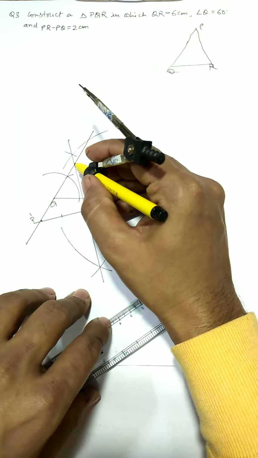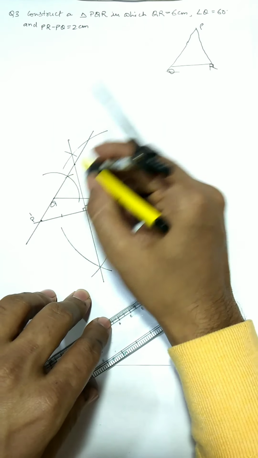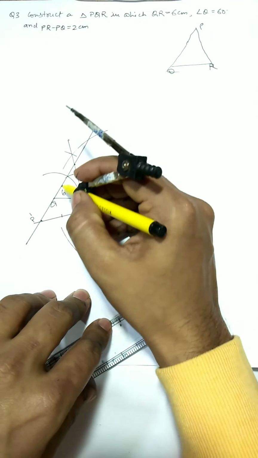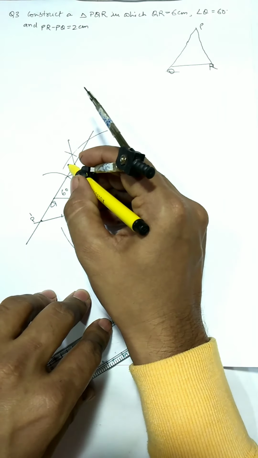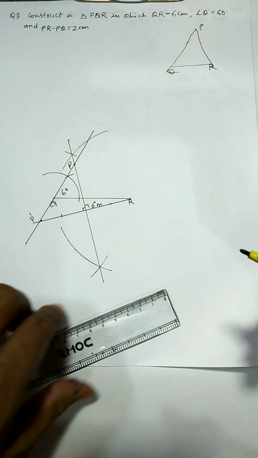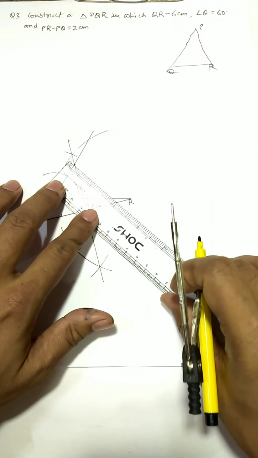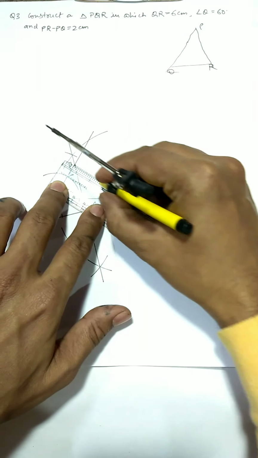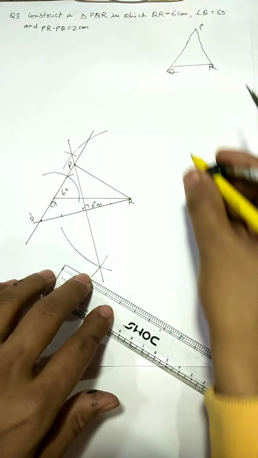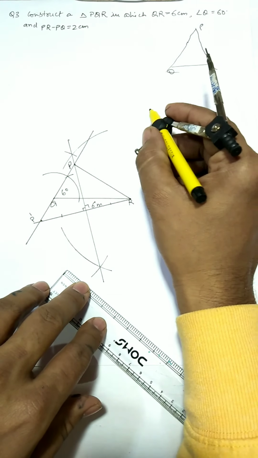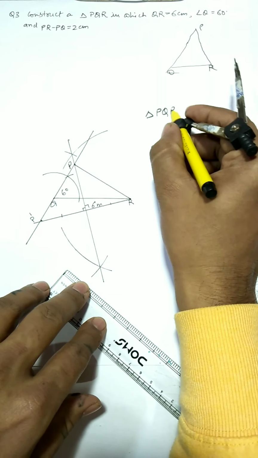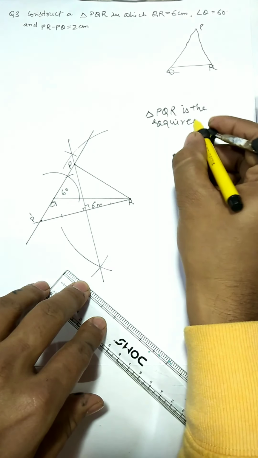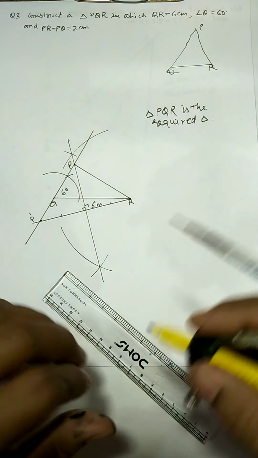Now at this point of intersection, this angle is 60 degrees. This extended line and this perpendicular bisector meet at this point. So name this your P, and this is your required point. Now you join this P to R. After joining this, this is your required triangle PQR. Now you can verify your answer.